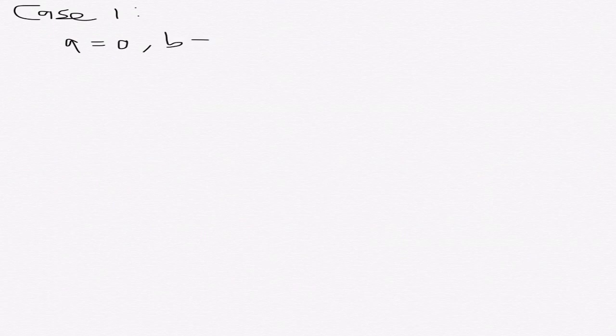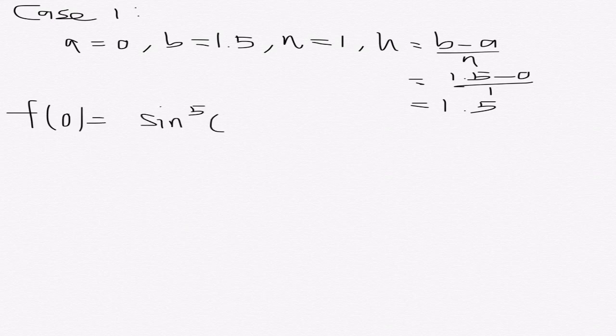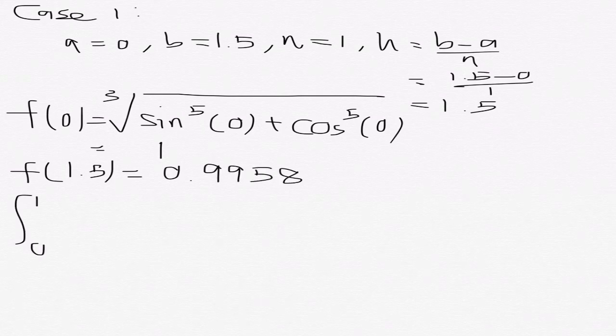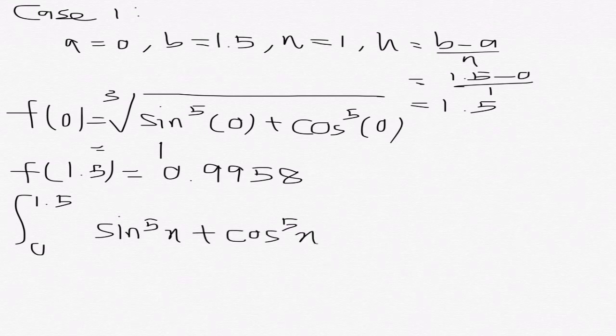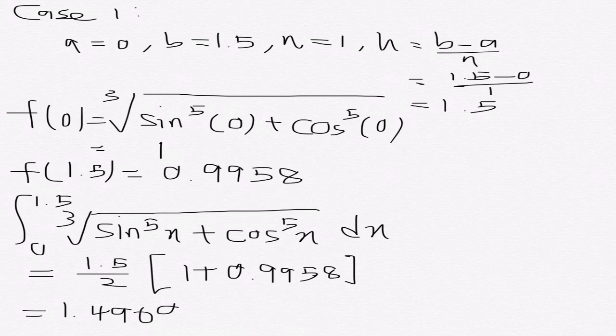We first list down a, b, n, and h, all those required parameters. So we need to find f(0). We substitute into the function. Do the same thing for 1.5, since it's the upper limit. Then we apply the formula of the trapezoidal rule, substitute, and this is the answer, 1.4969.